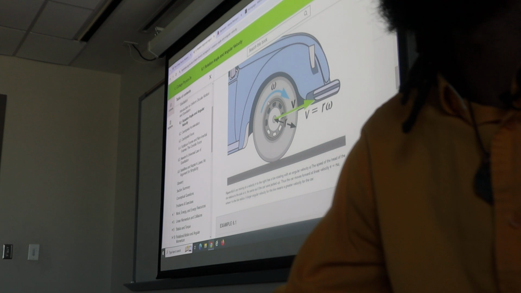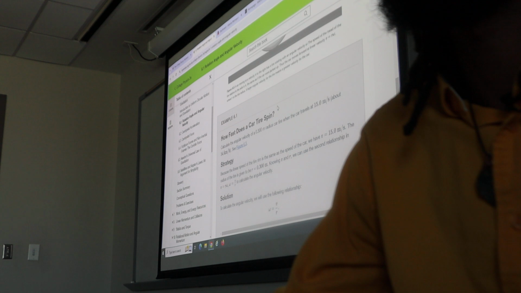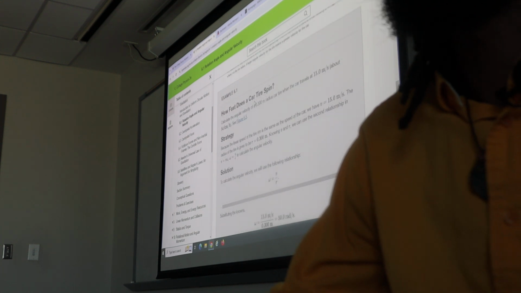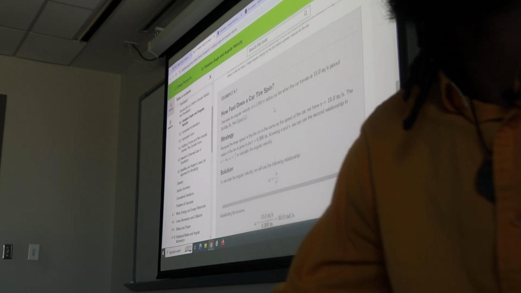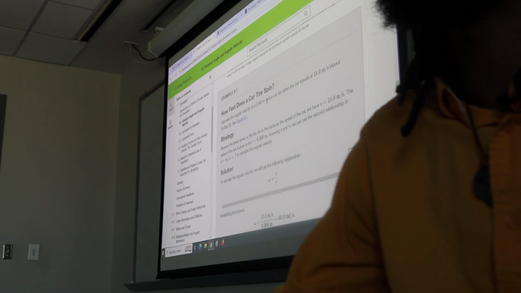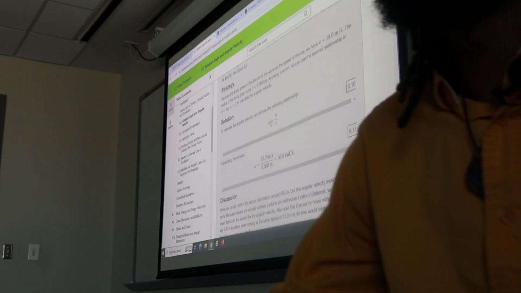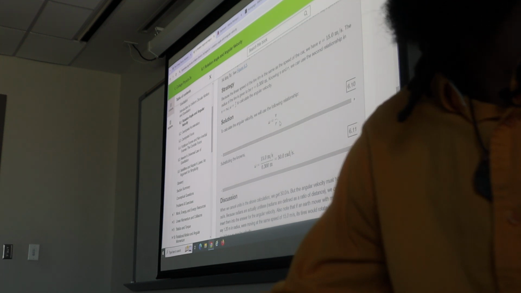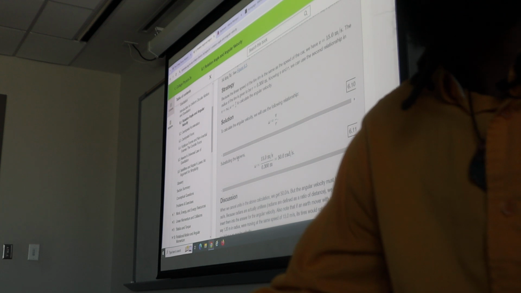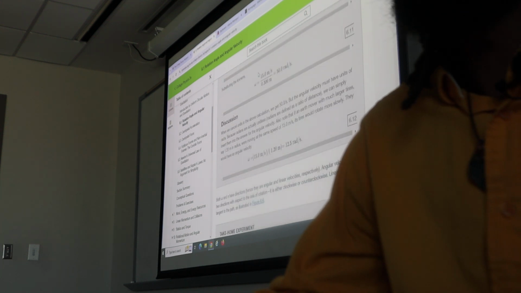Where we can see this in a car tire. Calculate the angular velocity of a 3.3 meter radius car tire when the car travels 15 meters per second. So and then we're looking at omega equals v over r to calculate angular velocity. So we have our velocity of the car, and then also the r, the radius of the tire. And that's all we need to know for angular velocity.